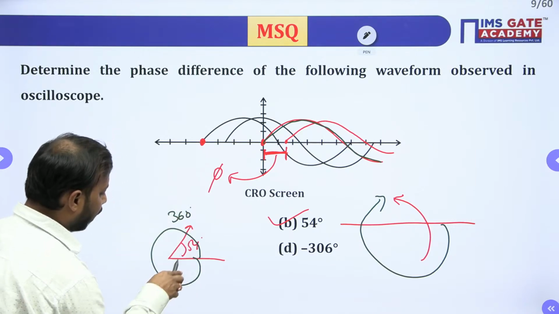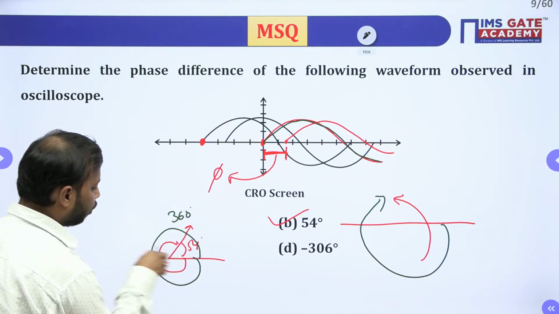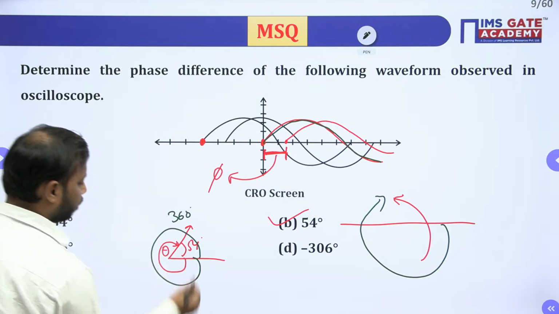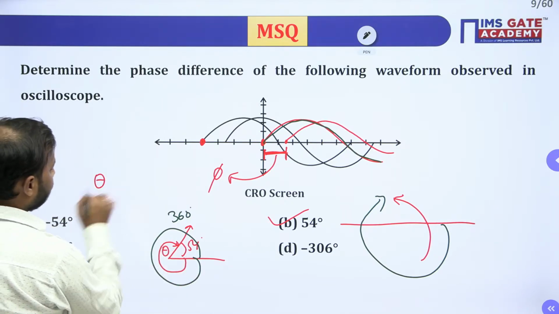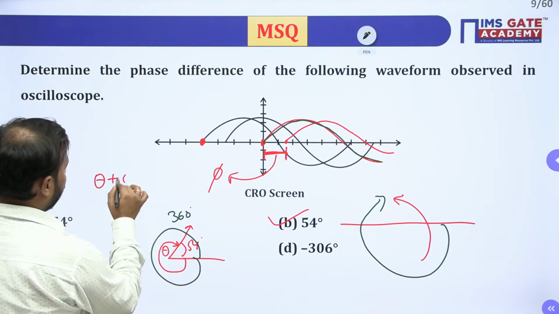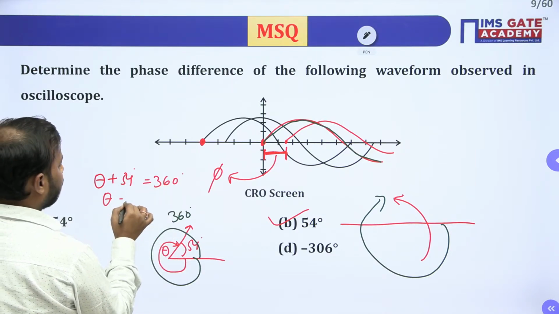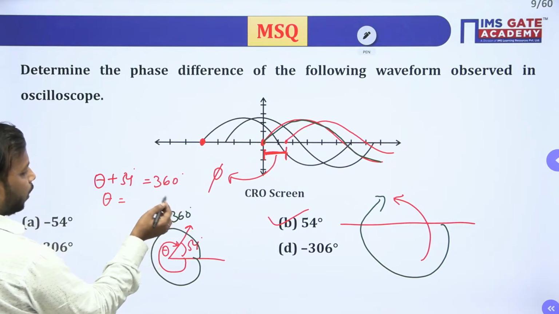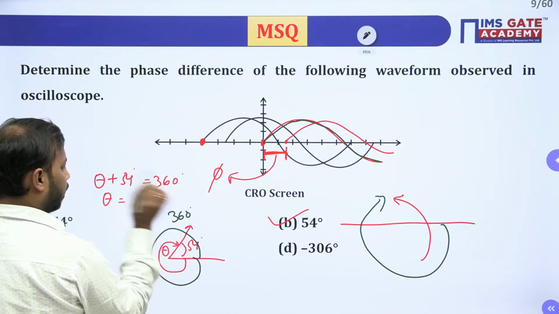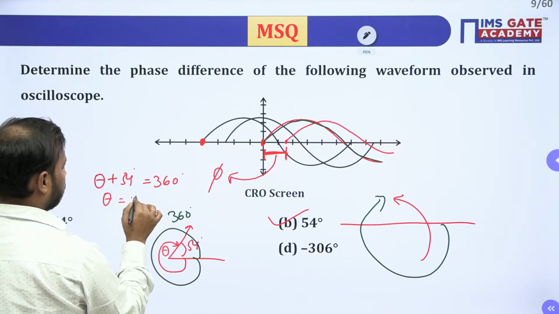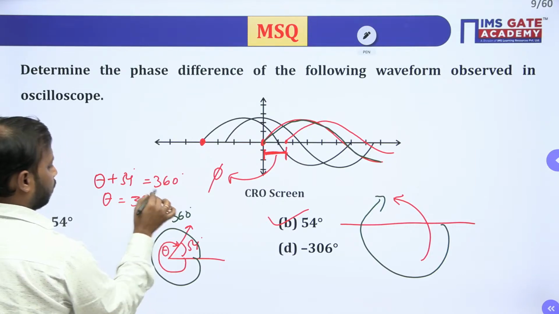So, what I need to find? I need to find this angle, isn't it? Let us say this is theta. So, how to find? Theta plus 54 degree is equal to 360 degree. So, theta will become what? 360 minus 54, 306 degree.